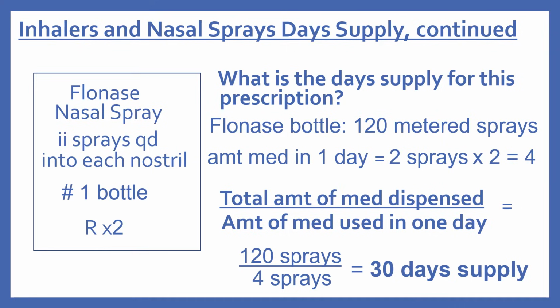So now we're going to take the total amount of medication dispensed, divide it by the amount of medication used in 1 day. So 1 bottle, we know from the package, it has 120 sprays. We divide that by 4 sprays a day, and that gives us a total of 30-day supply.